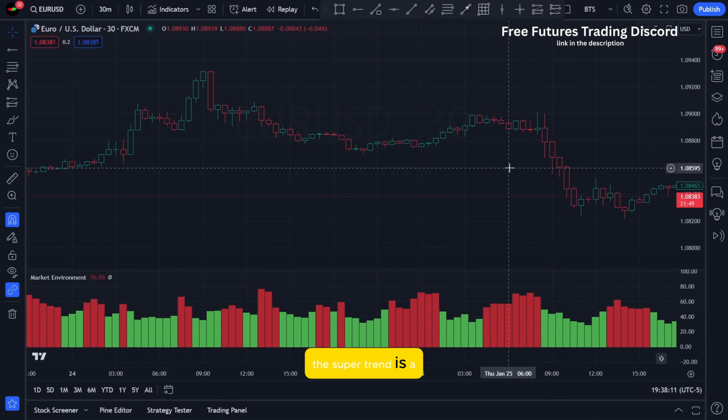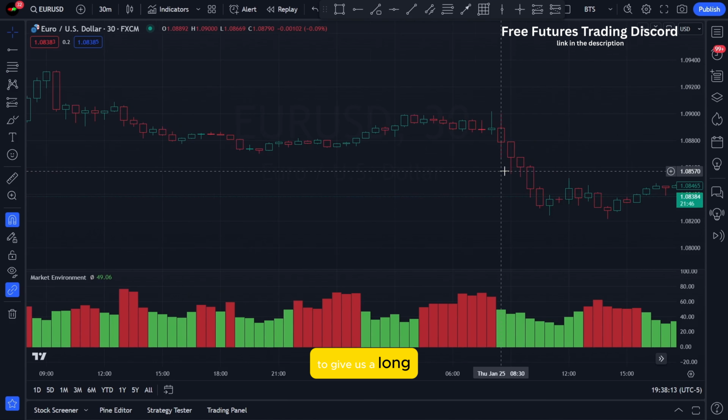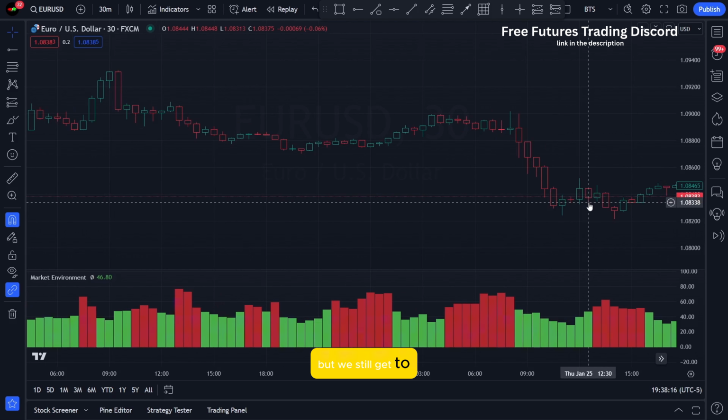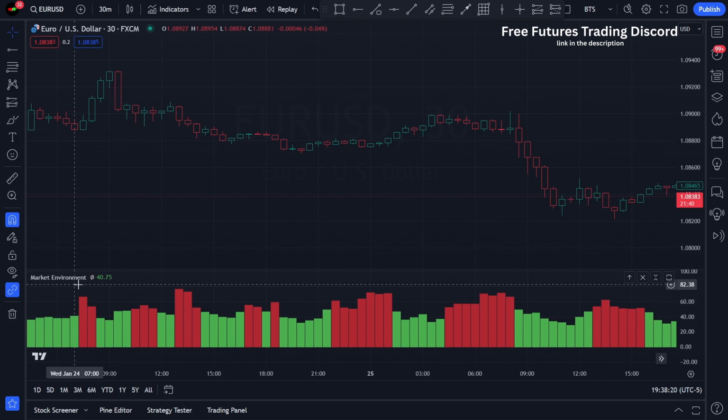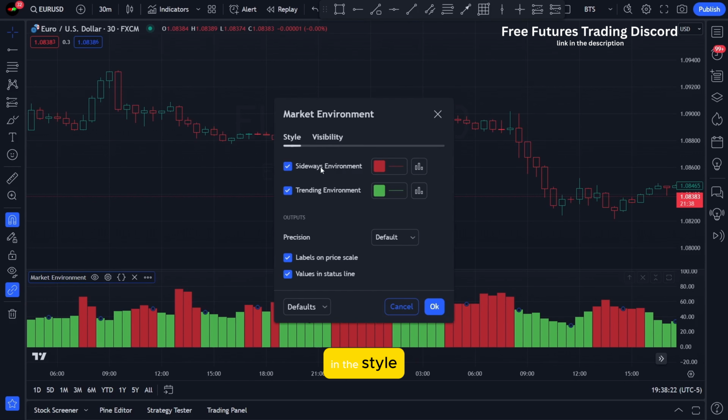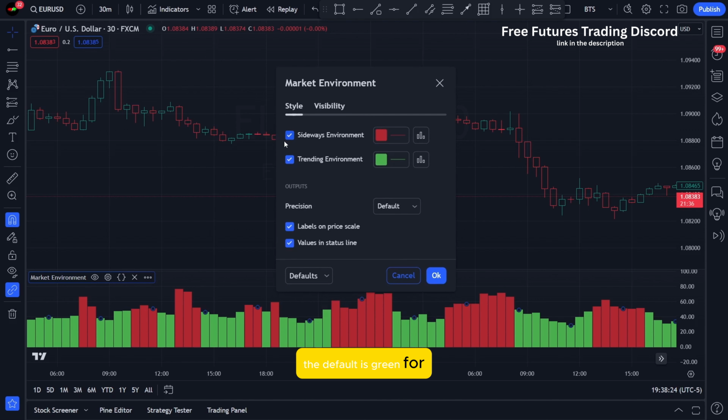The supertrend is a very good indicator to give us a long or a short bias, but we still get to see some sideways price action where we can get false signals. As I said, I will show an indicator I have created that can filter out some of this sideways price action and keep us out of trades in that kind of environment. I call it the market environment. It has only two options in the style. The default is green for trending and red for sideways market environment.